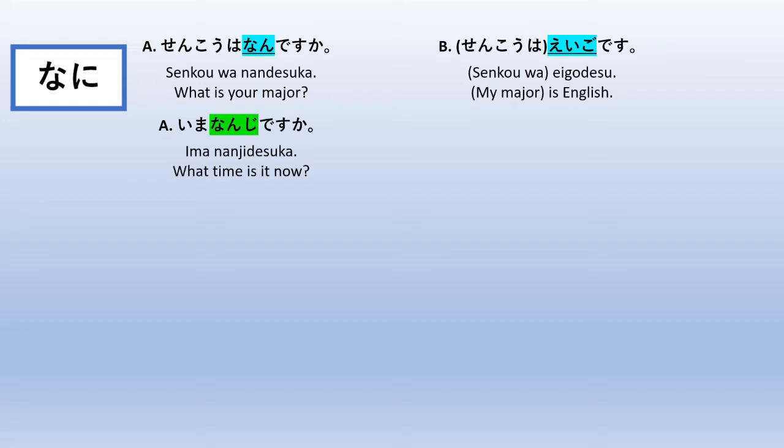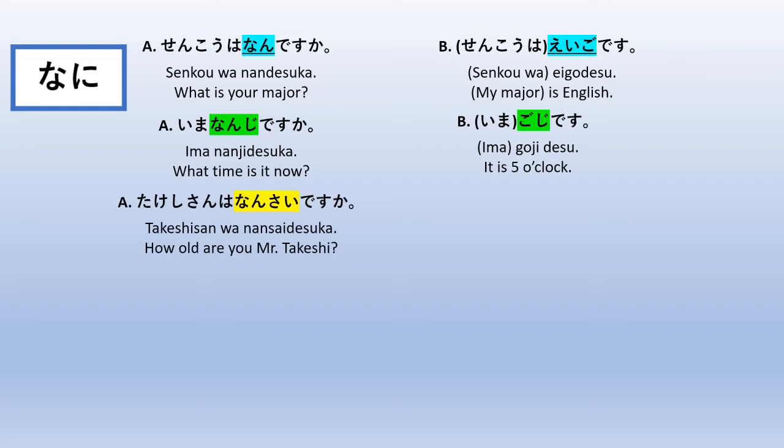Ima nanji desu ka? What time is it now? The answer is goji desu. Again, no need to repeat ima. Goji desu. It's 5 o'clock.